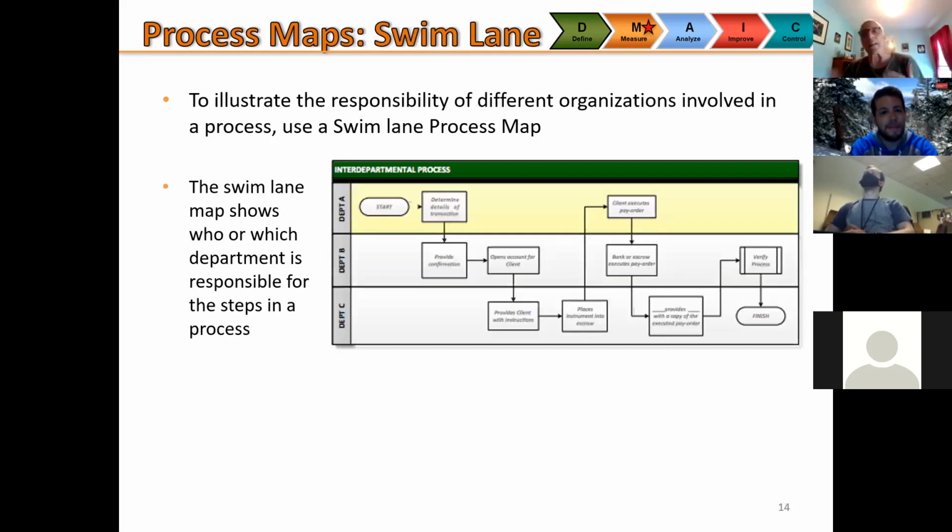A process, not a swim lane map, is anytime I have to hand things off to somebody else. So all that means is it's kind of like a relay race. Let's say Department A here, they start the process and then it gets handed off to Department B, and then it gets handed off to C, and then it comes back to A. That kind of shows you all the handoffs.